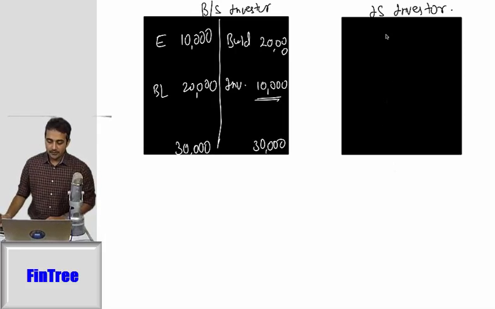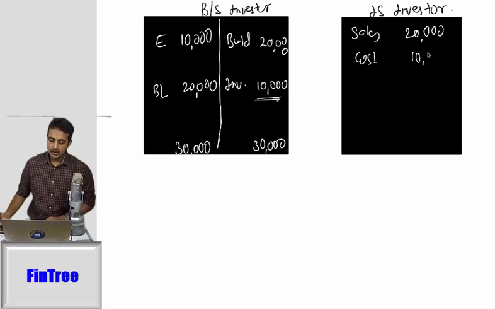Then what is your income statement? Your sales is 20, your cost is 10, your taxes are 5, and therefore your net profit is 5.